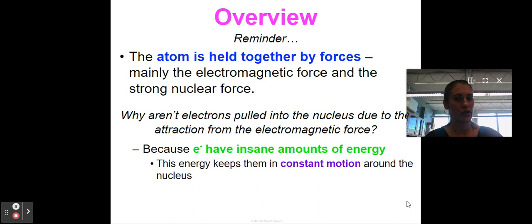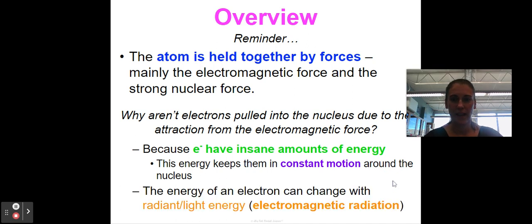The energy keeps them in constant motion around the nucleus. And the energy of an electron can change with radiant or light energy, and this is called electromagnetic radiation. So this is what we'll focus on in this lesson, looking at some electromagnetic radiation. And then also in our second practice, you'll be using the equations in here.